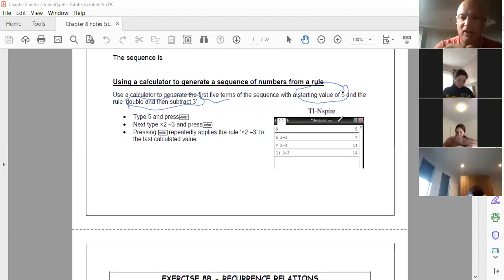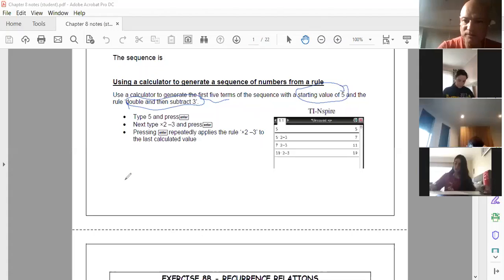Okay, now I want you to press just the times button. So press times 2. And once you press times, you will see already in front of it, it will put ANS, which means the answer. That's what it puts in the calculator straight away, but all you're doing is pressing times 2 and then take away 3 and press enter. So what's happening is the calculator is storing this rule in. So all you need to do is just keep pressing enter.